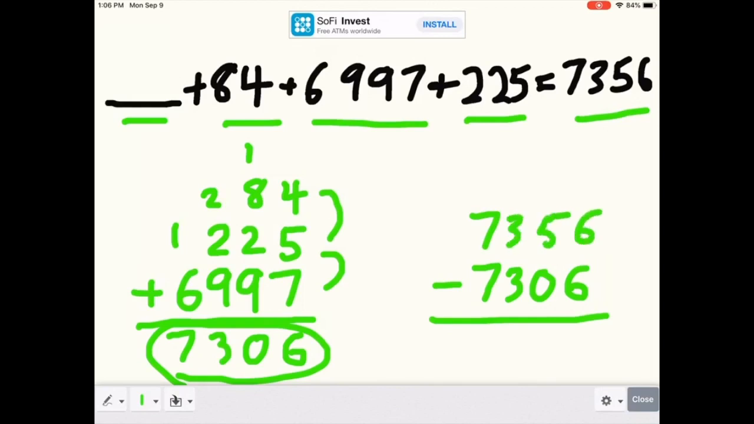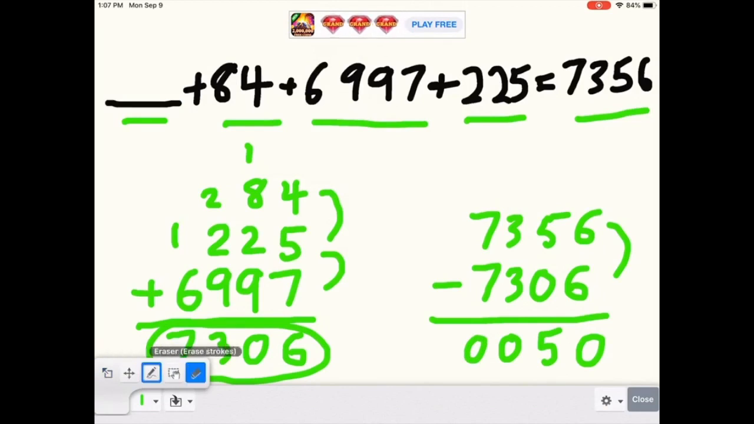7356. All right, then we'll go ahead and do this subtraction. 6 minus 6 is 0. 5 minus 0 is 5. 3 minus 3 is 0. And 7 minus 7 is 0. But since you don't generally write leading zeros, we'll go ahead and get rid of this because it'll make it confusing. So our actual answer is 50, right?